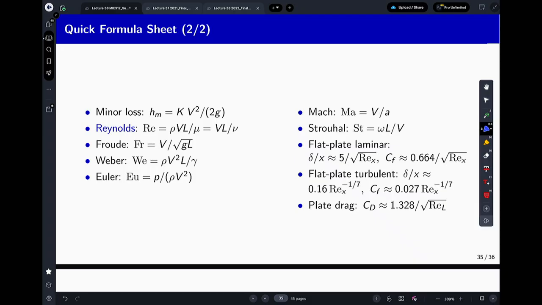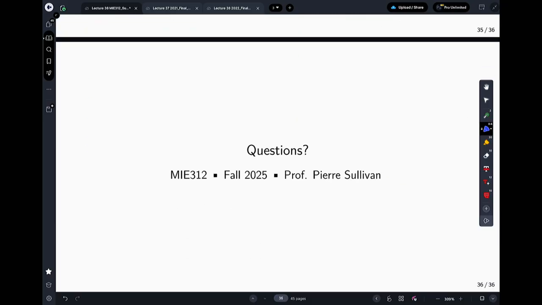Okay, this is not a complete sheet. And again, I keep looking at things and rewriting them. You have minor losses, you have Reynolds number, Froude number, Weber number, Euler number, Mach number, Strouhal number, you've seen all of those. The relationships for flat plate laminar and turbulent flows, we look a lot at flat plates and plate drag, but there's not much there. So I haven't included chapters 1 and 2. It is included on the aid sheet. Any questions on this?